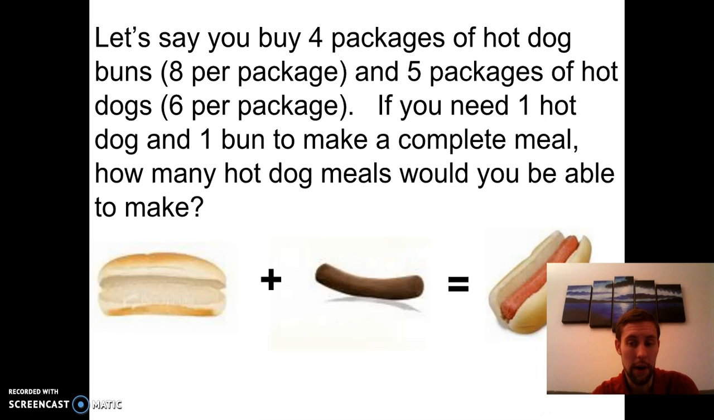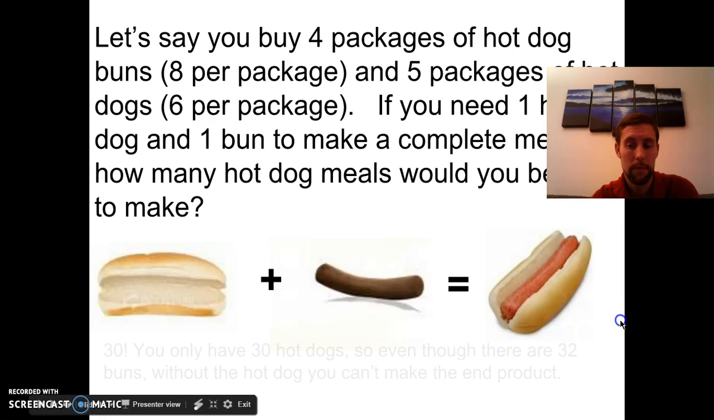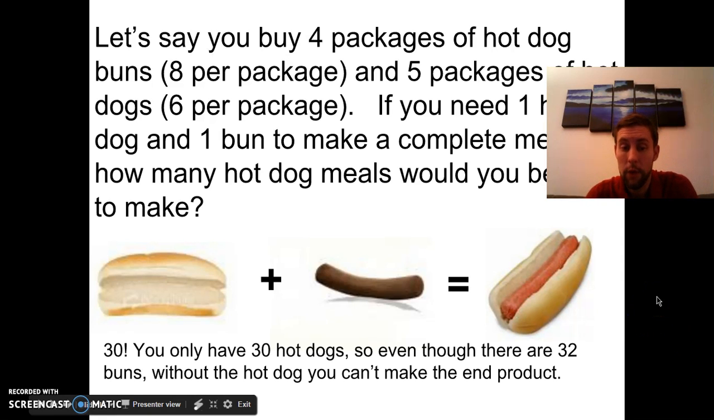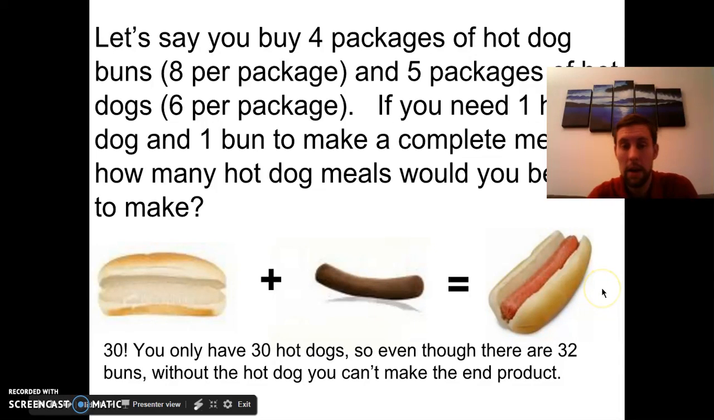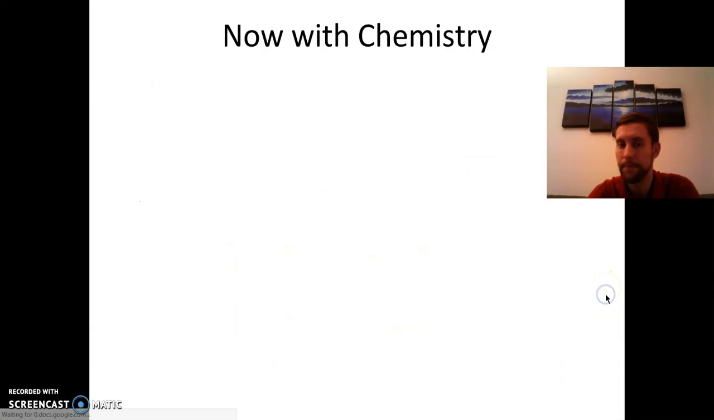Well, if you do the math there, you can make 30. You have 30 hot dogs, and then you run out. So even though you have 32 buns, you can't make a full hot dog meal without that hot dog. That causes a problem. So you run out of something first. Technically, companies do this on purpose, but it also applies to chemistry.